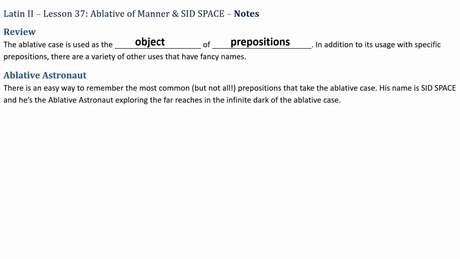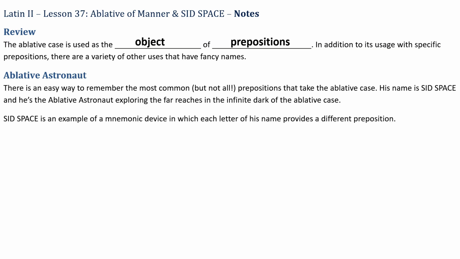There's an easy way to remember the most common, but not all, prepositions that take the ablative case. His name is SID Space, and he's the ablative astronaut, exploring the far reaches in the infinite dark of the ablative case, seemingly going on forever. SID Space is an example of a mnemonic device in which each letter of his name provides a different preposition. Mnemonic comes from the Greek word for memory, so it's a way to remember things.